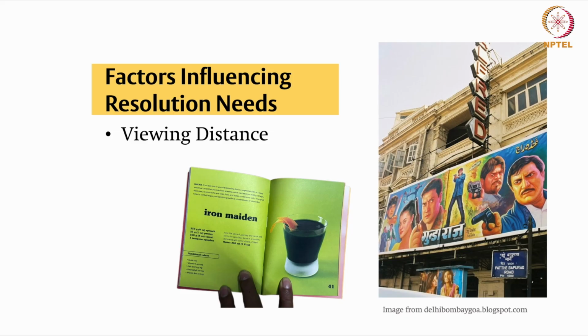So viewing distance can help you decide what kind of resolution you need for any project. On the screen you see a poster which is displayed on the theater, which viewers can see when they are passing by on the street. Whereas if you look at the book, which has to be held in hand, persons would read it keeping it at a very close distance. So this consideration has to be taken.